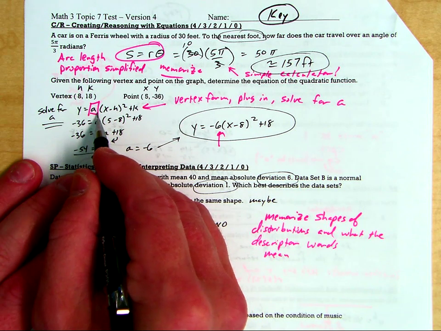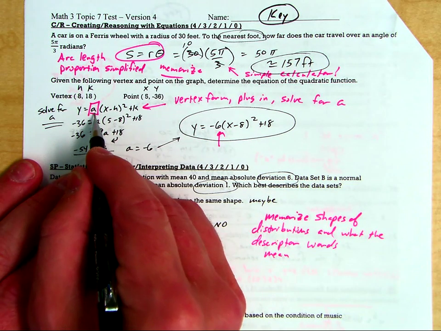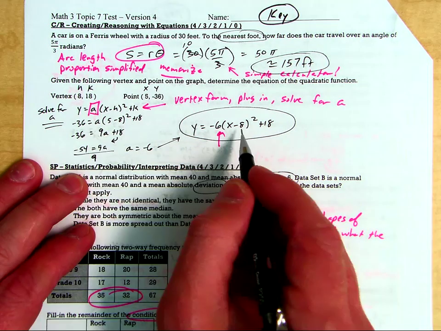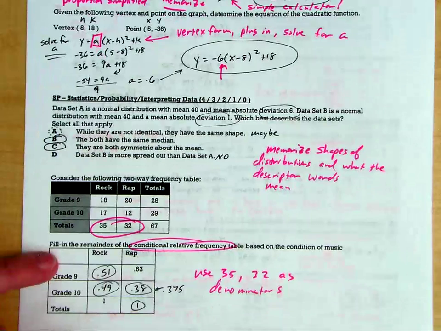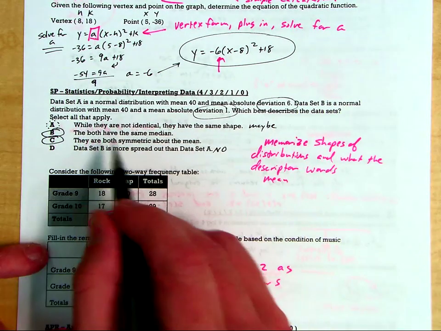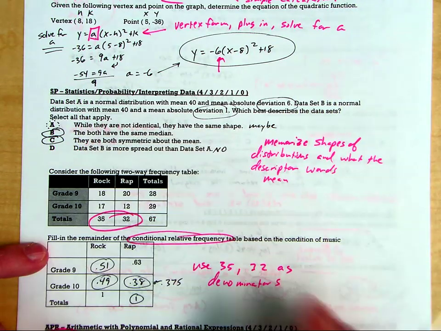You have to remember vertex form. You're given 4 of the 5 variables. You have to solve for A using the correct order of operations and then rewrite it in general form. Here again we have that question about the different types of distributions and their descriptive words. Make sure you look up on all the review documents and all the previous test keys all those descriptions.